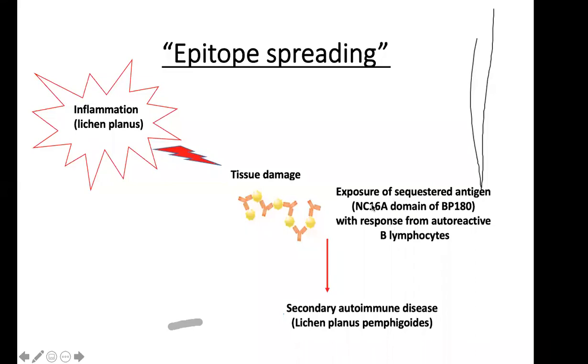And so when this antigen is exposed, it elicits a response from B lymphocytes, resulting in a secondary autoimmune disease, what we call lichen planus pemphigoides. That's the concept of epitope spreading that has been proposed to explain these cases of LP evolving into LPP.